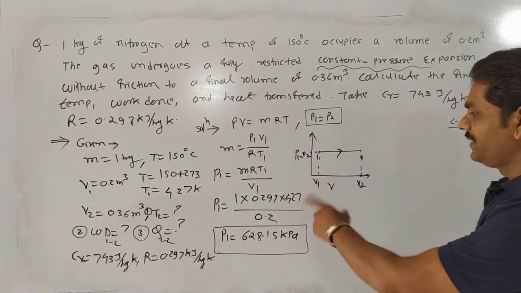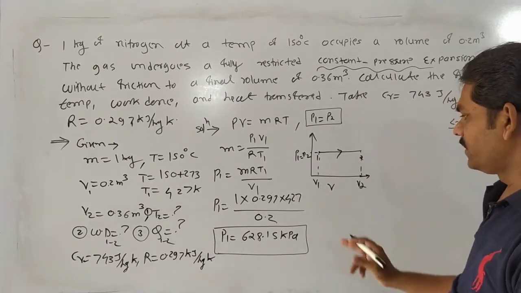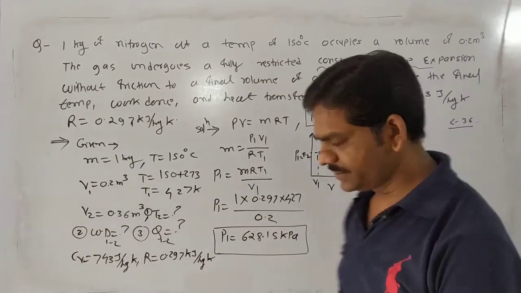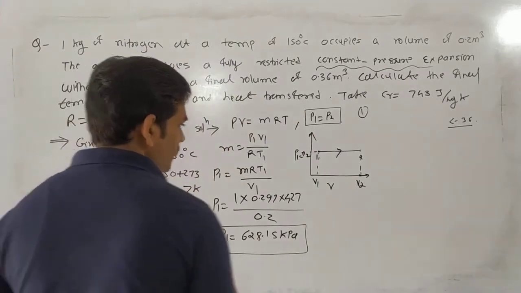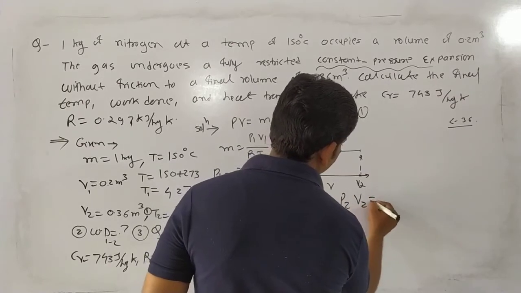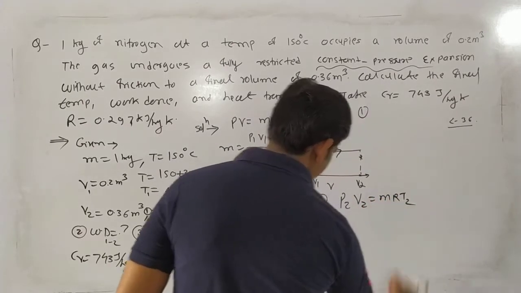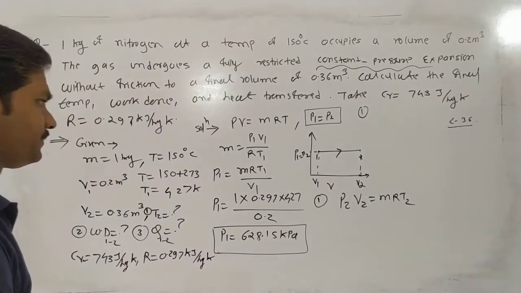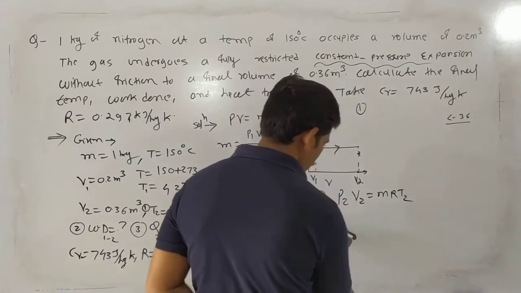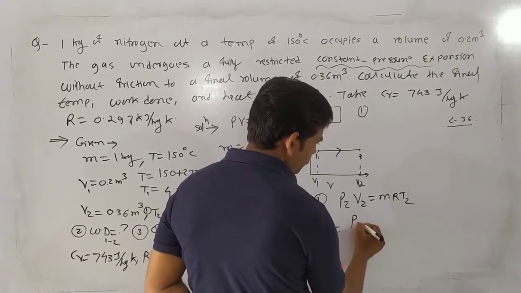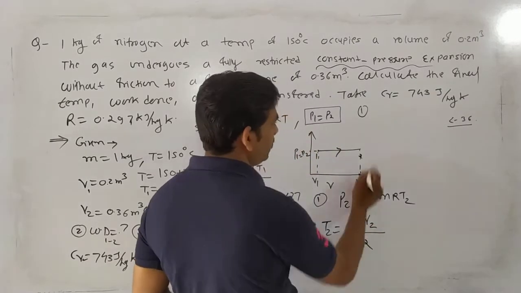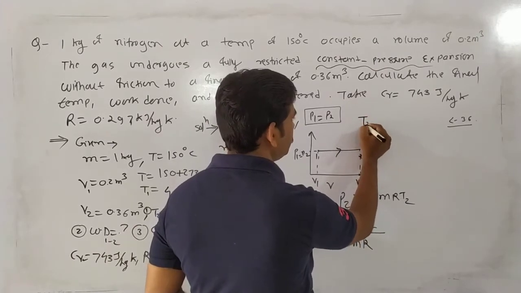So calculate the final temperature. We require the value of P2. How do we determine P2? See here, very easy. P2 V2 is equal to m R T2. This is our equation. So we require the value of T2. How do we determine T2? T2 is equal to P2 V2 upon m R. So put the values.